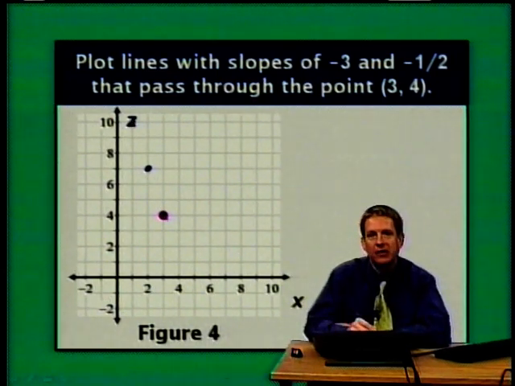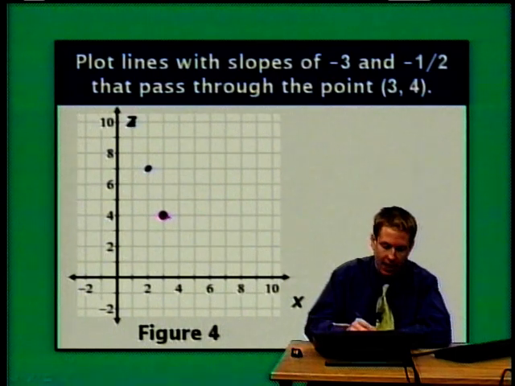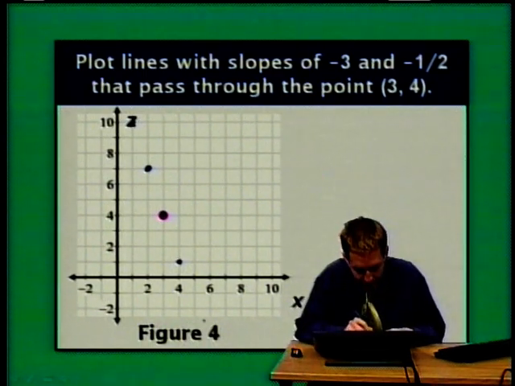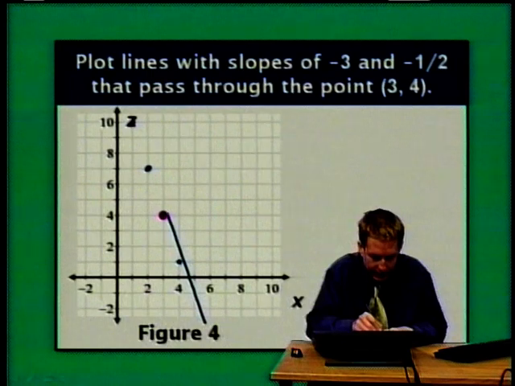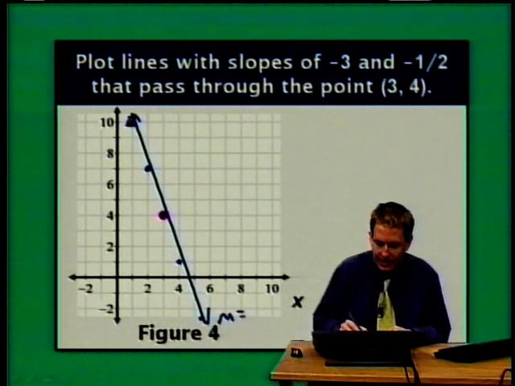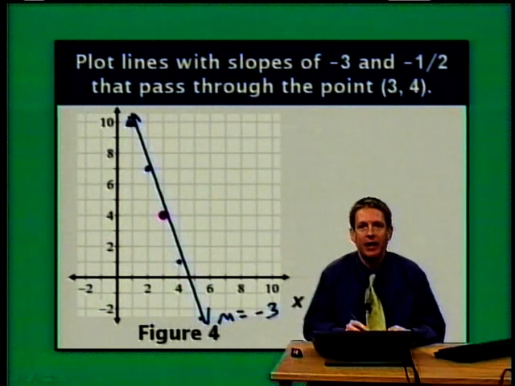Let's go back to our starting point. Let's see, we want a slope of negative 3. How about negative 3 over 1? Let's make a rise of negative 3 and a run of positive 1. Look at these points. They connect to a line. So there's our line with a slope of negative 3.